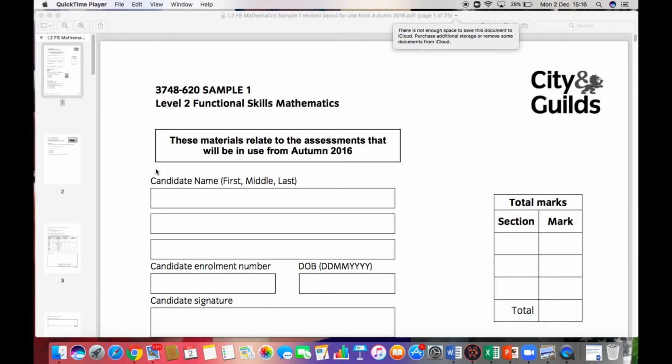So for this video, we are going to go through section 1. There are also videos on section 2 and section 3 of this paper. And then eventually there will be some more for different sample papers that I have.